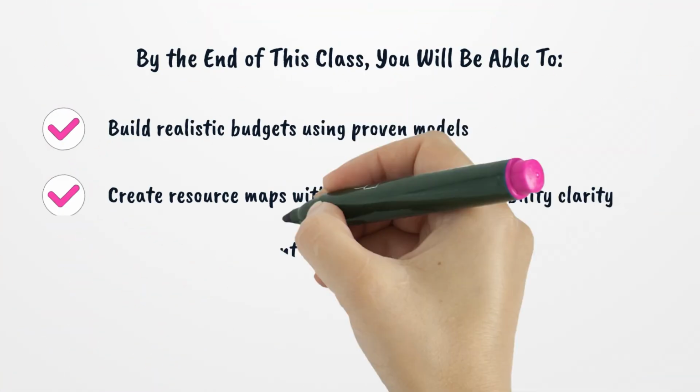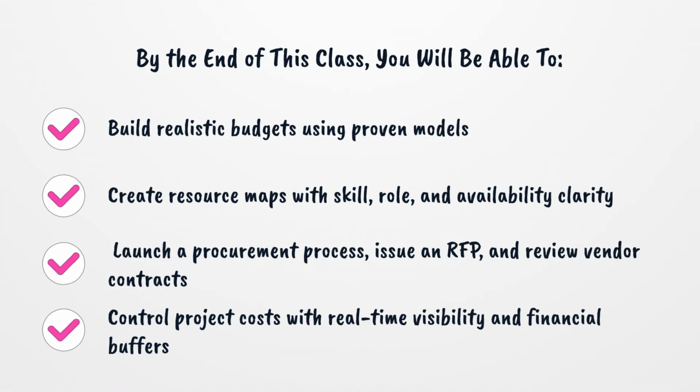By the end of this class, you will be able to build realistic budgets using proven models. Create resource maps with skill, role, and availability clarity. Launch a procurement process, issue an RFP, and review vendor contracts. Control project costs with real-time visibility and financial buffers.